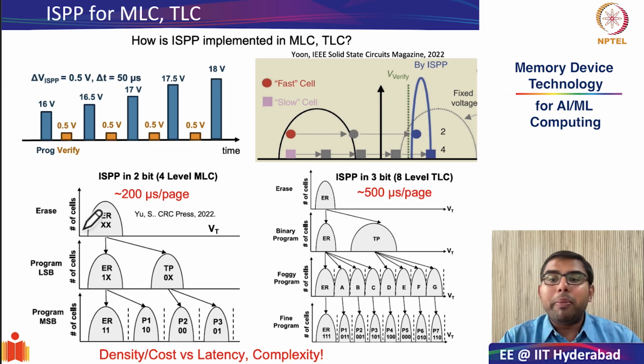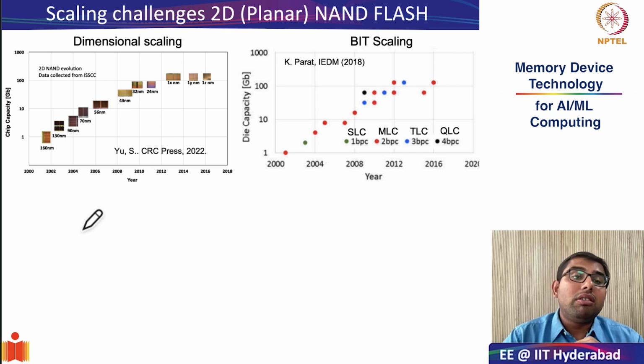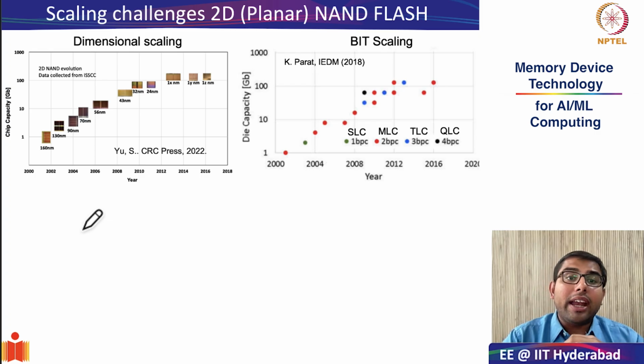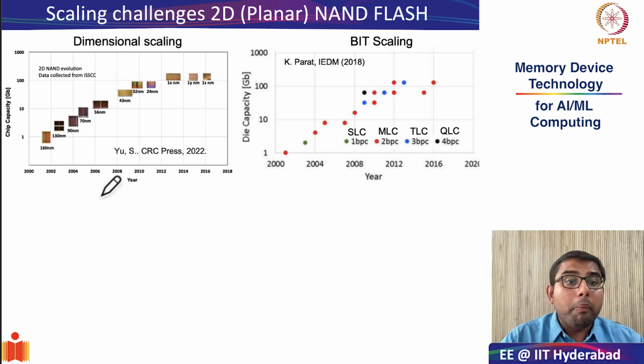Let us begin today's class by first celebrating the tremendous success, both in dimensional scaling and bit scaling, in 2D planar NAND flash. Then we will see what the challenges are. As you can see in both these graphs, we started NAND flash commercialization a long time back, but in just 1 decade you move from 160 nanometer to 24 nanometer. This is the story of dimensional scaling.